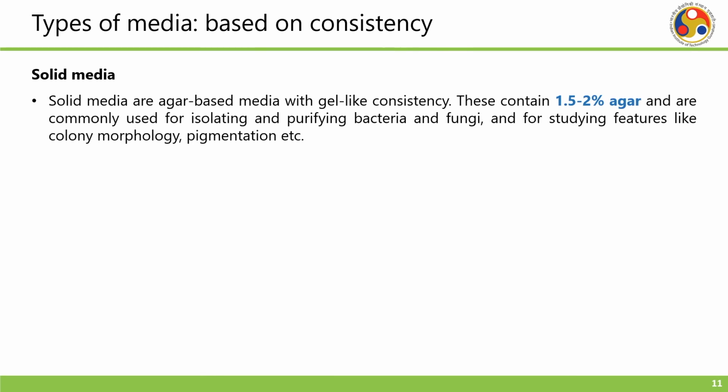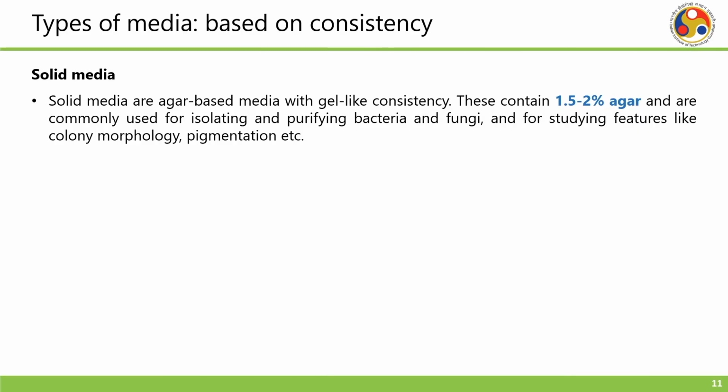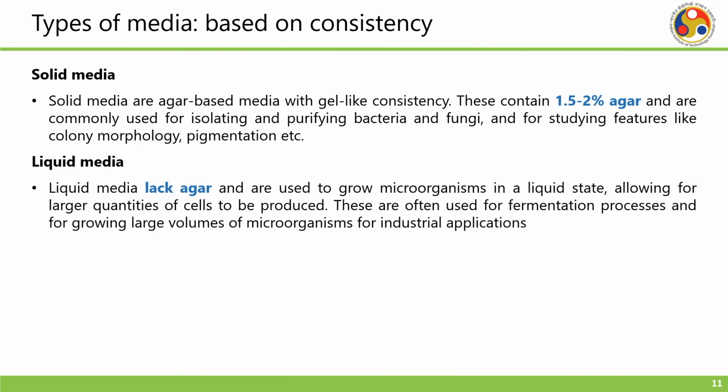Now, what are the types of media based on consistency? Number one is the solid media, which is agar based media with gel like consistency. These contain 1.5 to 2% agar and are commonly used for isolating and purifying bacteria and fungi and for studying features like colony morphology and pigmentation.